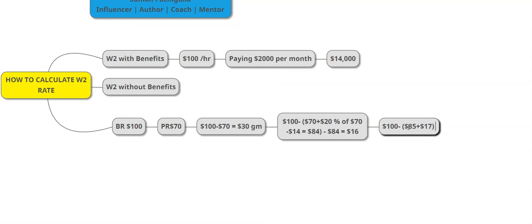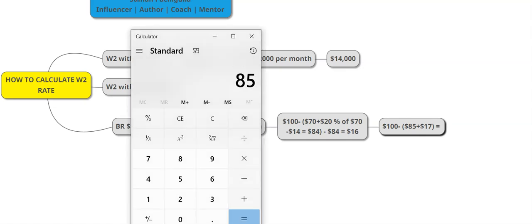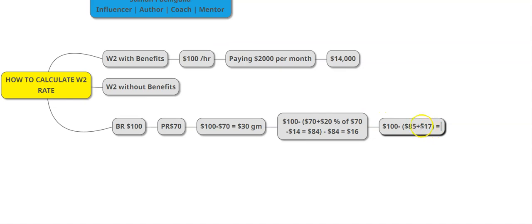$17. How much is it? 85 plus 17, it came to 102. Sorry, it has to be minus, right? So if you are paying 85 on W2, you cannot pay that, because the burden is just excessive. 85 into 20% is $17, so 85 plus 17 is 102. It's over your bill rate. You cannot pay 85 on W2 if your burden is 20%. So you definitely have to bring it down to $80.